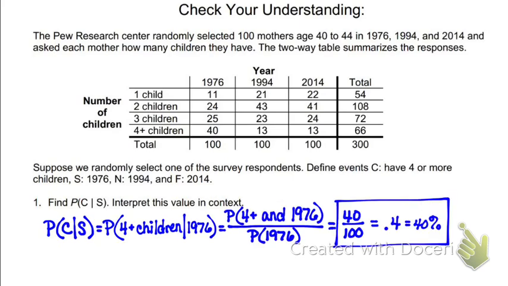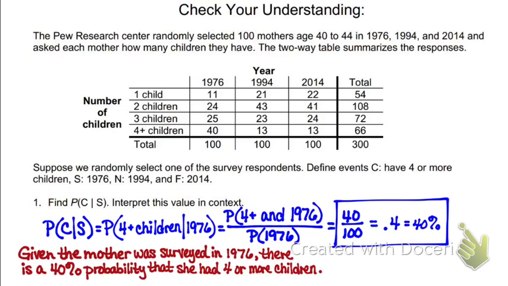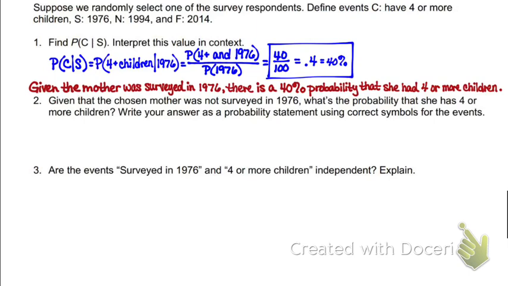So we're looking at 4 plus children and 1976. That's this piece over just 1976. So far, so good? Cool. In context, given that the mother was surveyed in 1976, or I know she was surveyed in 1976, there's a 40% probability that she had 4 or more children. All right. I've got all that, but just kind of written out long here.